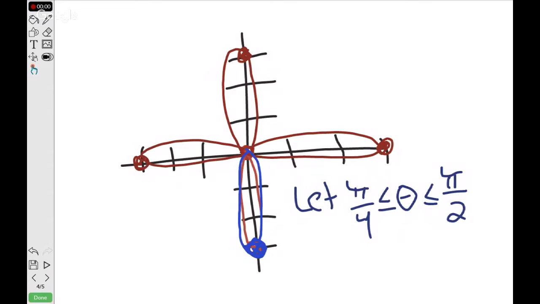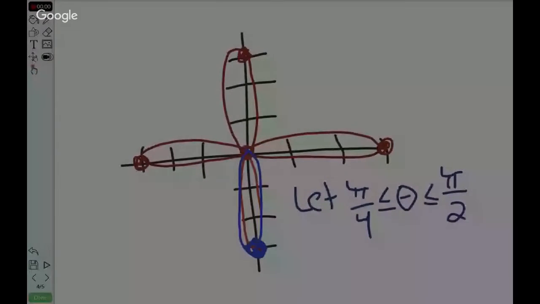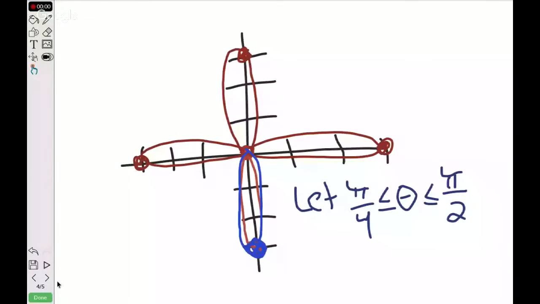Just keep that in mind, whether it's a rose curve or a cardioid, like on the review sheet that I gave you guys. So that's one of the questions they could ask, especially related to graphing. They really like to ask those.